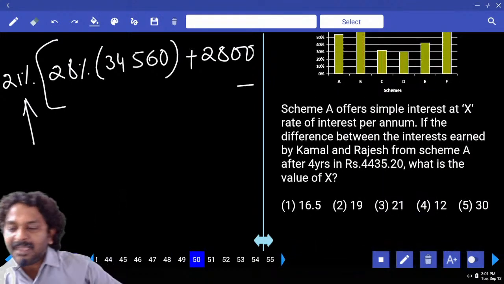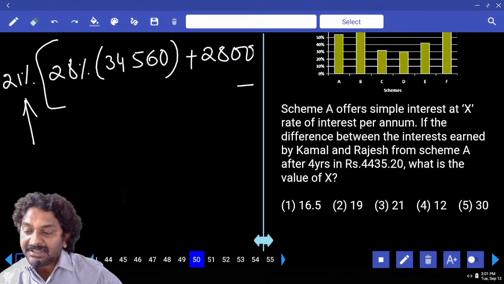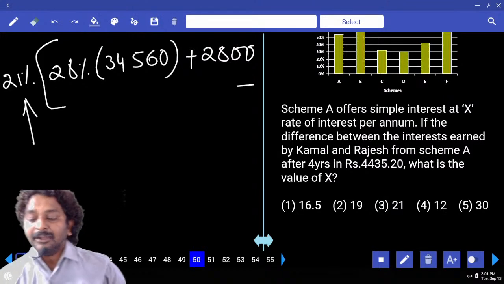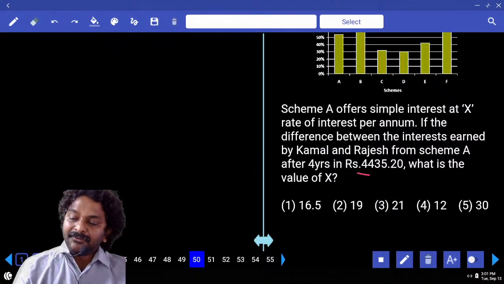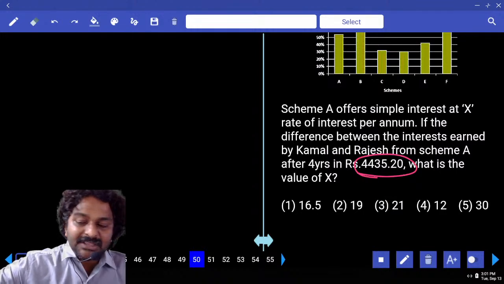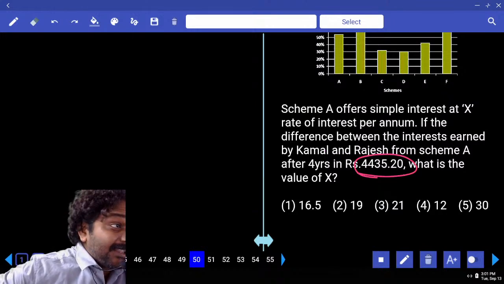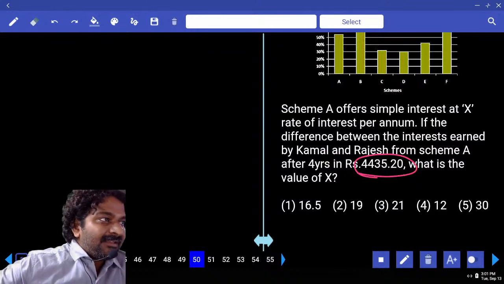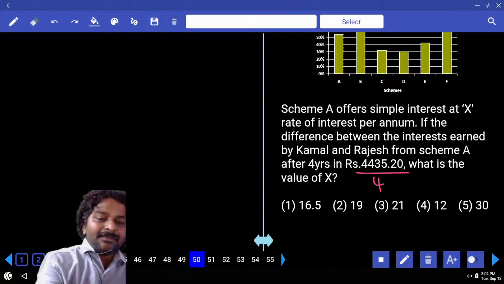Scheme A offers simple interest at X rate of interest per annum. The difference between the interest earned by Kamal and Rajesh from scheme A after 4 years is 4435.20. What is the value of X? Okay. First of all, tell me what is 4435.2. Difference in interest. What type of interest is that? Simple or compound? Simple only. If it is for 4 years, the per year difference is divided by 4 only. Come on, tell me, how much is that?